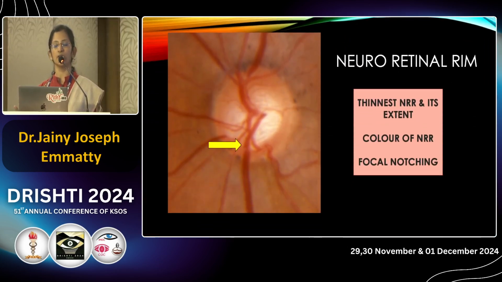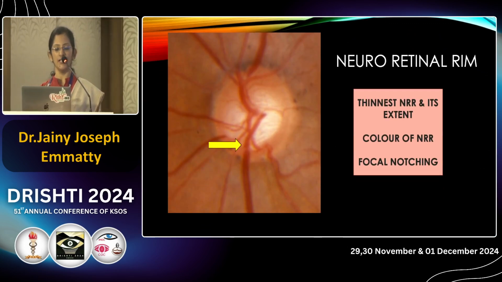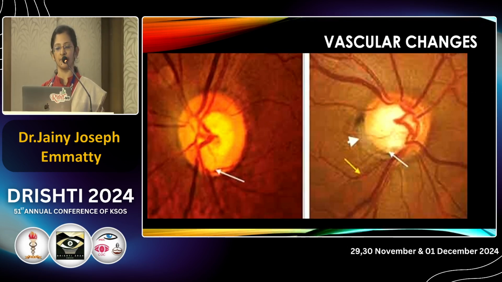Then comes the neuroretinal rim. As I told you, the thinnest neuroretinal rim should be identified, and the extent of the lost NRR, particularly the color and the focal notching, is very important in interpreting a glaucomatous disc. Then comes the vascular changes. I told you the bending of the vessel is very important because it helps us in contour cupping. You should find out the cup by the contour change of the blood vessels rather than the color cupping.